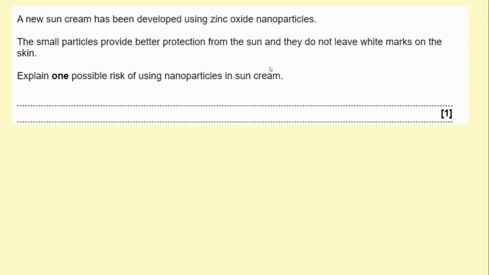So again, here's another exam question. A new sun cream has been developed using zinc oxide nanoparticles. The small particles provide better protection from the sun and they don't leave white marks on the skin. Explain one possible risk of using nanoparticles in a sun cream. So pause the video and have a go at this exam question.